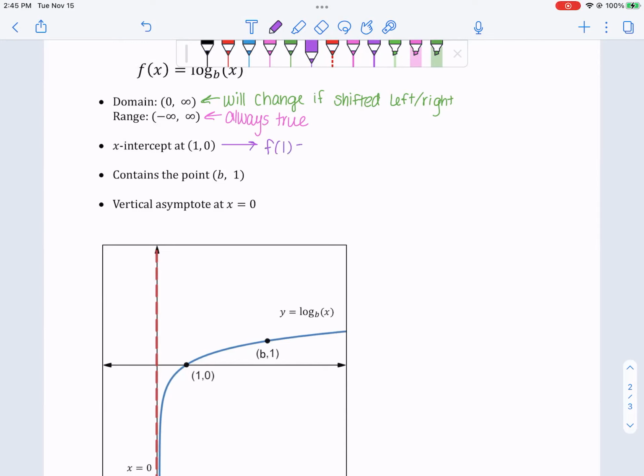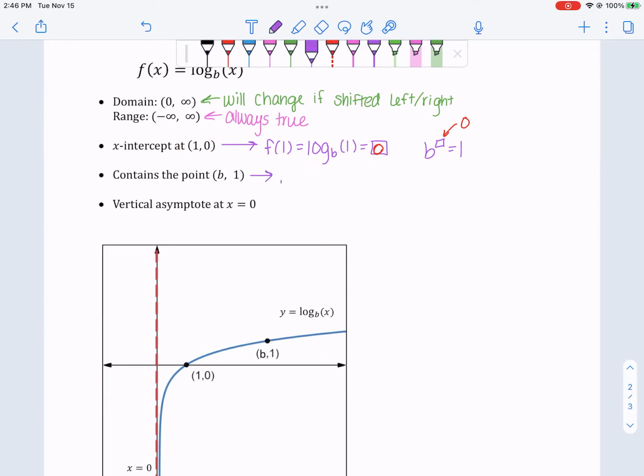f of 1 is log base b of 1 equal to whatever. So b to the whatever is 1. This has to be 0. b to the 0 is 1. So if f of 1 is 0, that means the point (1, 0) is on the graph of f.